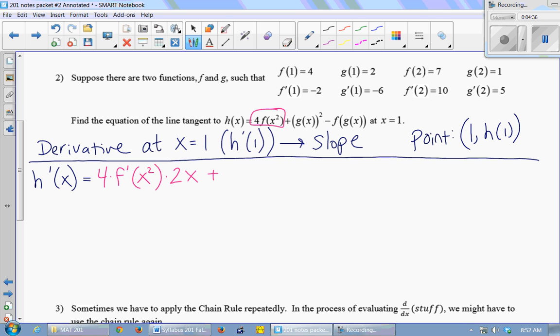X squared. The squared is the outside. G of x is embedded, right? G of x is the inside function. It's the thing getting squared. Okay, so g of x is the inside function. X squared is the outside function.